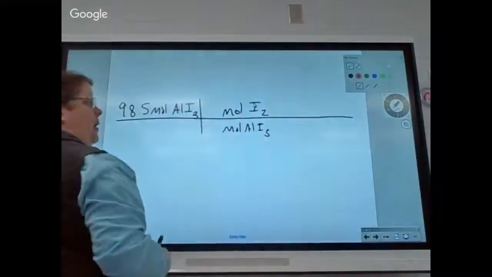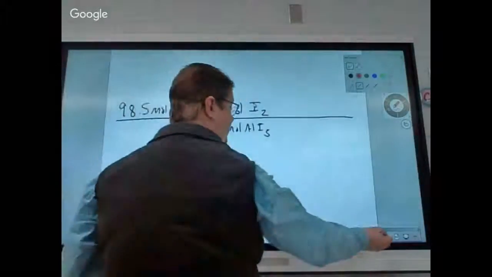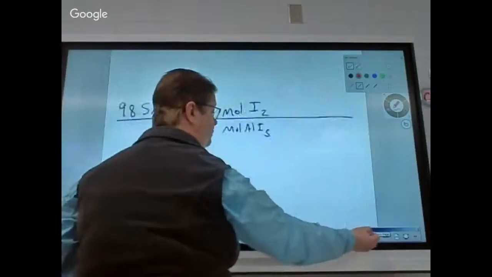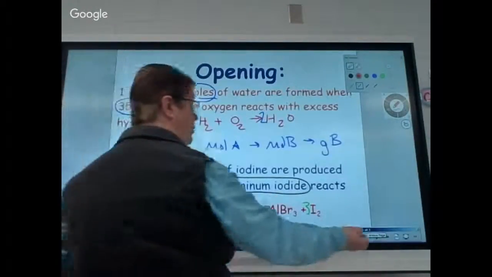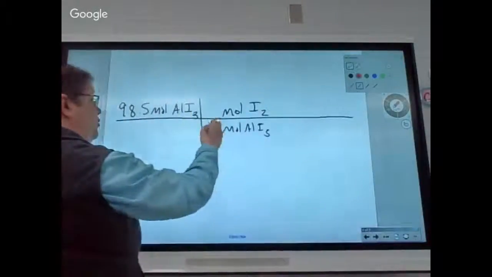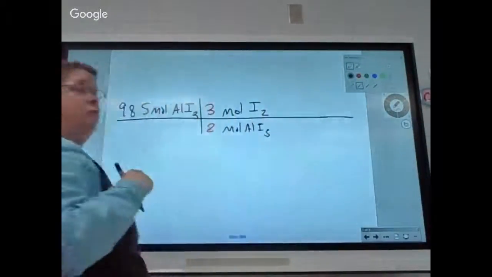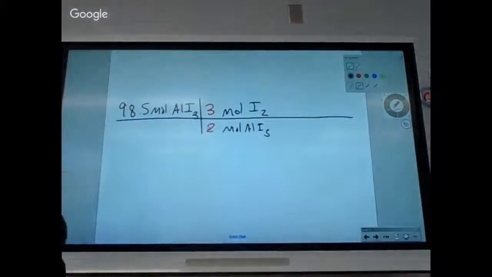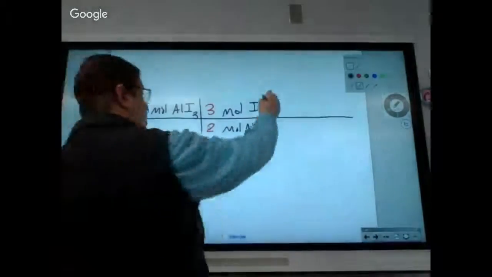And so when we put I2 on the top, this is where we're going to put our coefficients. I2 has a 3 and AlI3 has a 2. All right, so we're going to put a 2 and a 3. If we wanted moles, which would be the day before's work, we'd stop there. But it didn't want moles. Nope, so we keep going.